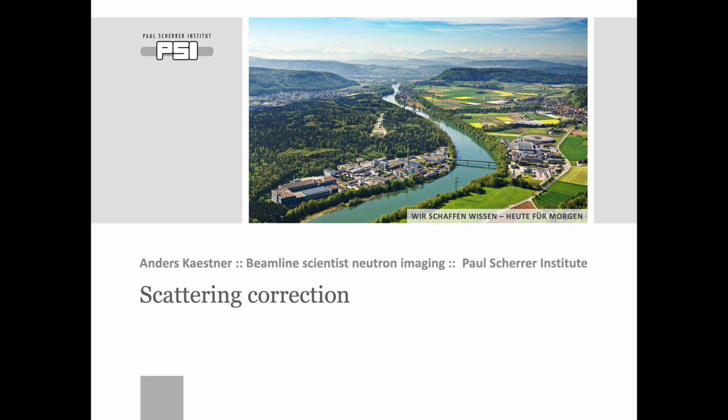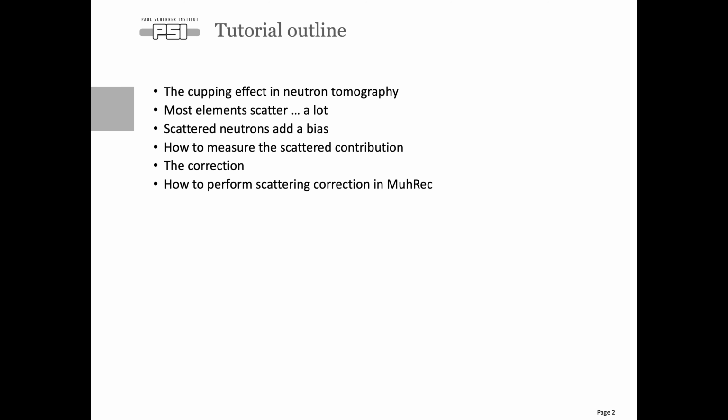We are going to look at scattering correction, which is another kind of correction we do in the tomographies when we're talking about neutron imaging. The outline of this tutorial is that first we look at the cupping effect in neutron tomography, and then we see why, which is that most elements scatter. The scattered neutrons add a bias, which we're going to look at, and there is actually a method we can use to correct these biases. And finally, I'm also going to show you how to do this within MuhRec.